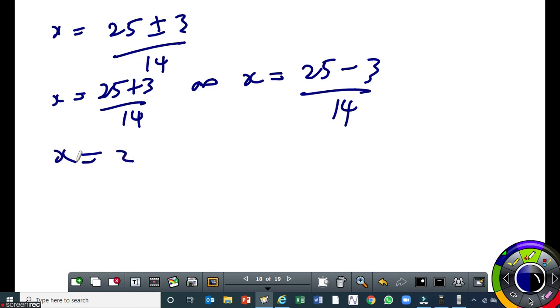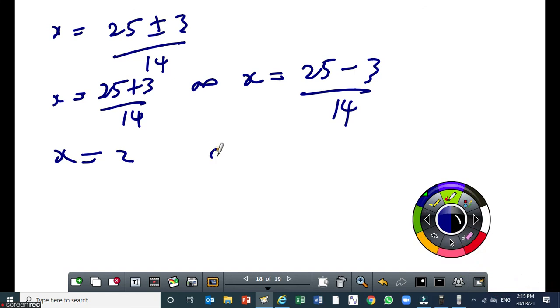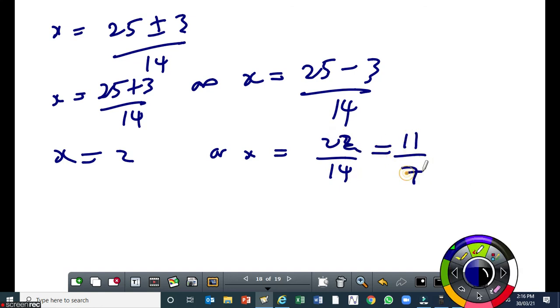We are not worried about this x equal to 2 because we are given it already. We are mainly concerned with this answer. Okay? So the second one will be x equal to 22 over 14, which is equal to 11 over 7. Right? Now the question says, show that the product of the two roots is approximately equal to pi. Remember, pi is equal to 3.14 and so on.